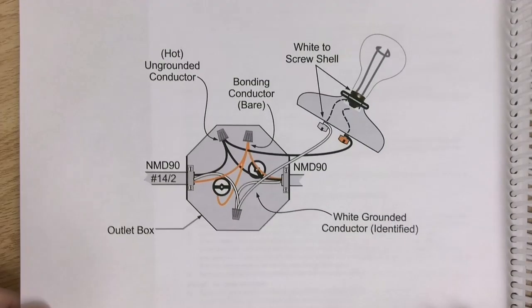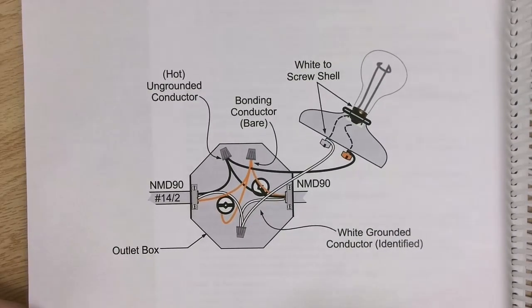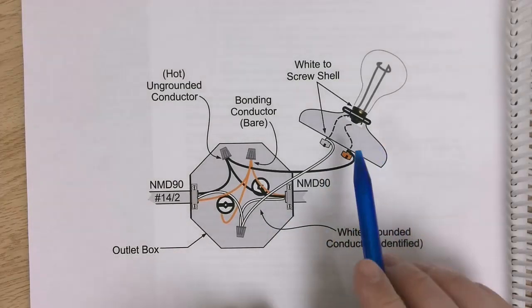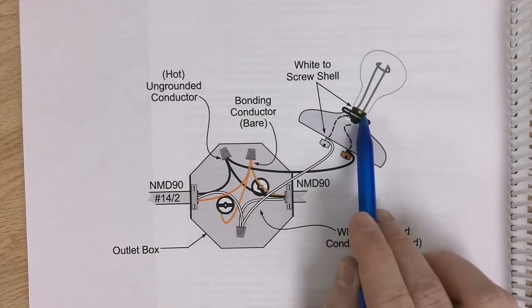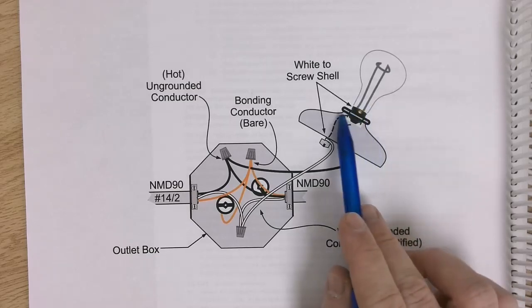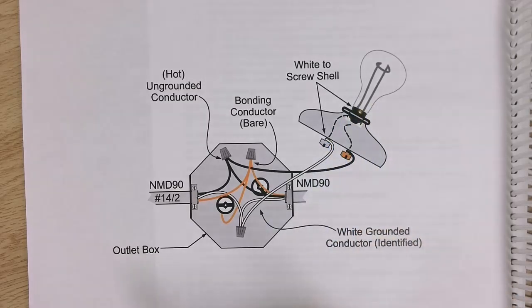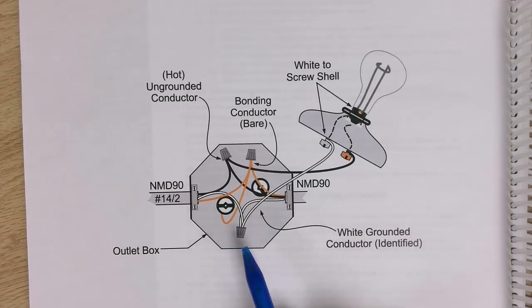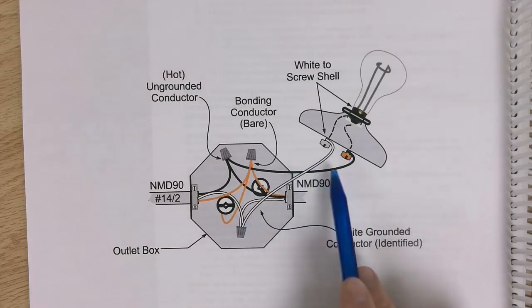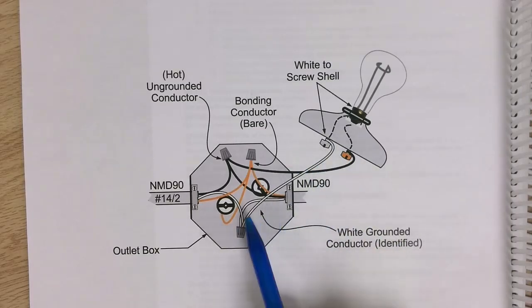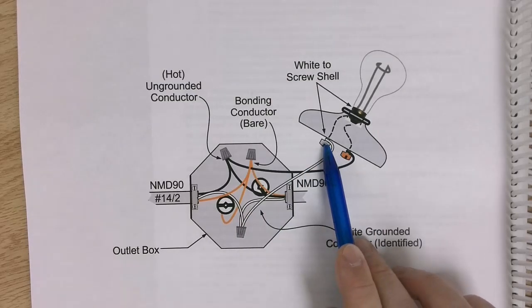Now, a much easier to understand picture, I won't say better, but this is more of what we as electricians will see, is exactly this. This is the luminaire, and this screw shell on the outside that the bulb is going to screw into is connected to this silver screw. So our white grounded conductor, the identified wire, I have two wires here, so I know that's my identified wire. That goes to the silver screw.